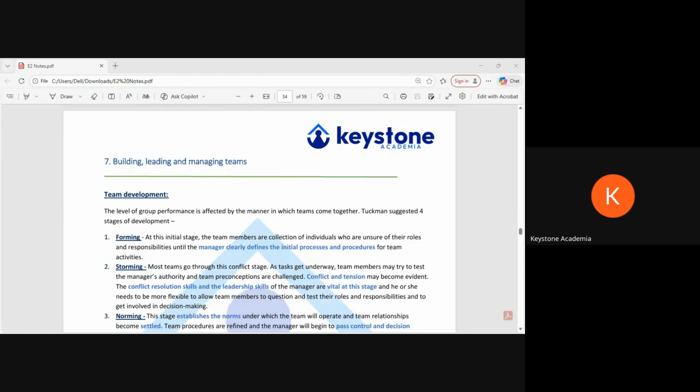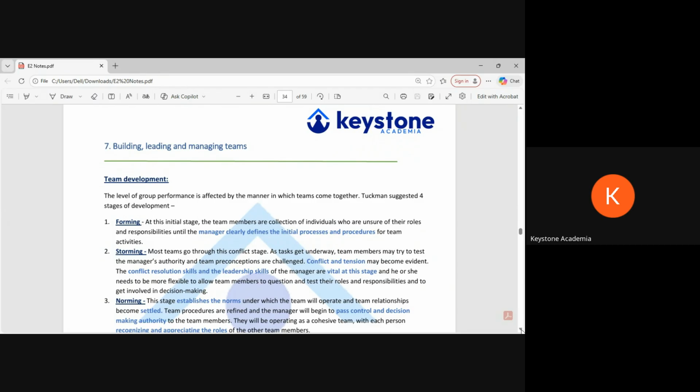So this is one of the important topics. Maybe it can be part of your exam also. So, building, leading, and managing teams. As we discussed previously, CIMA is testing on two core areas, that is people and leadership. So in leadership, they are looking for this team.